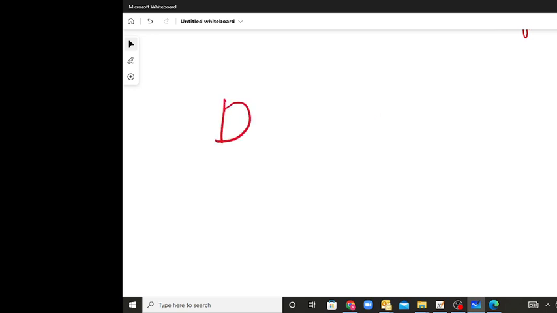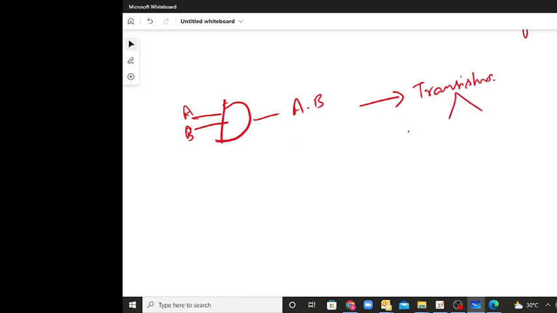Now, if I take an AND operation, this is a logical operation. We say A dot B. So you have a logical operation here, but how is it actually implemented? It is implemented using transistors. These transistors may be BJT, that is bipolar junction transistor, or it may be CMOS, and there are many other families also. We call these things families.